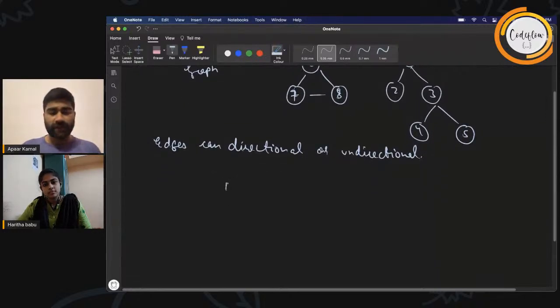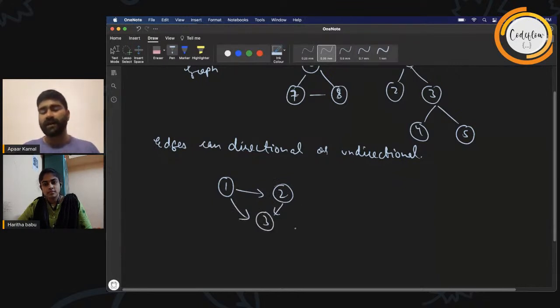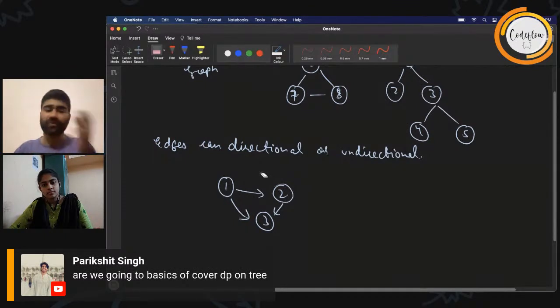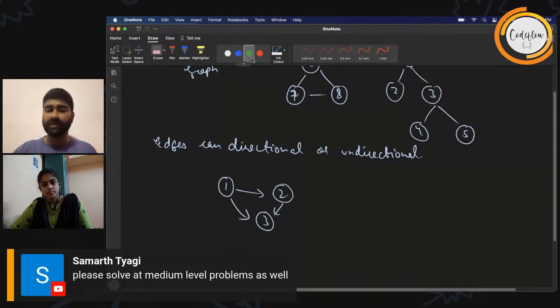So let me frame a little structure. So this is a graph, right? But here we have arrows instead of lines. So what are these arrows? These are directed edges. That means from 1 you can go to 2, but from 2 we cannot go to 1 directly, right? So this is a unidirectional edge, that we have only paths from 1 to 2 but not from 2 to 1. Similarly, we have paths from 1 to 3 but not 3 to 1, and 2 to 3 and not 3 to 2, right?